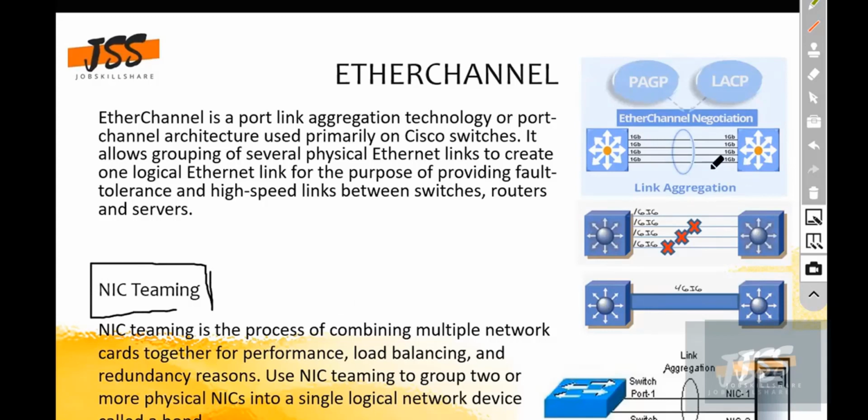So this is the same concept like EtherChannel, but when we hit Windows, it is called NIC teaming. And what is NIC teaming? NIC teaming is the process of combining multiple network cards together for performance, load balance, and redundancy. Use NIC teaming to group 2 or more physical links into a single logical network device called a bond.